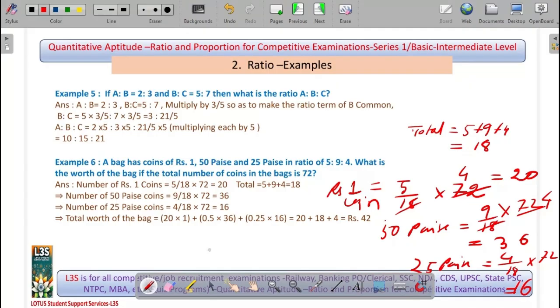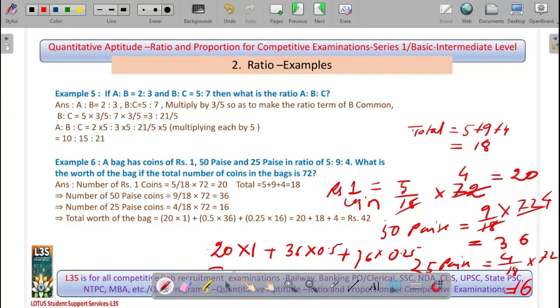So the total worth of the bag: rupees 1 coin is 20 numbers, so 20 into rupees 1, plus 50 paise is 36 numbers, so 36 into 0.5, and 25 paise coins is 16 numbers, 16 into 0.25. So from here we'll get rupees 42.